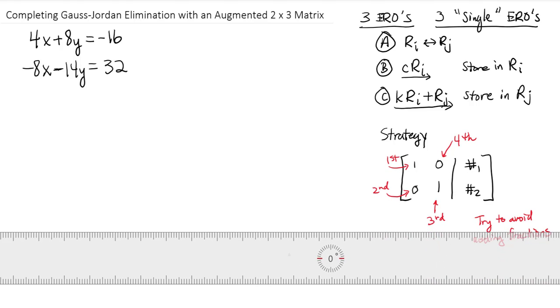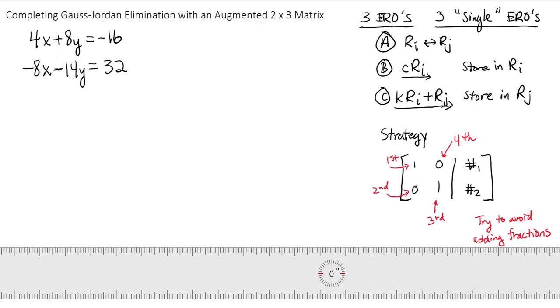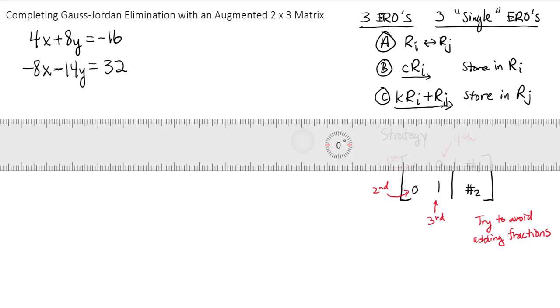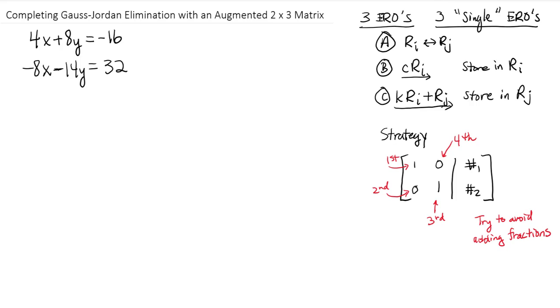So, recap: the first thing in the strategy is the leading 1 in the upper left-hand corner. Another hidden strategy is to try to avoid adding fractions as much as possible. Only introduce fractions when you absolutely have to. The other thing to remember about elementary row operations is that we will never subtract in our procedure. We'll always add. So let's go ahead and get started.